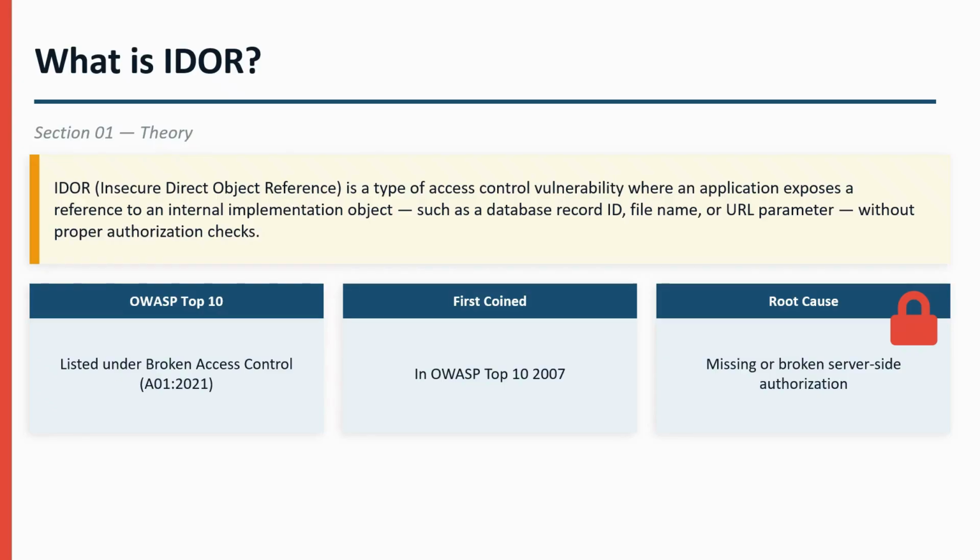IDOR falls under Broken Access Control, which is A01 in the OWASP Top 10 for 2021, meaning it's ranked as the single most critical web application security risk. It was first formally named back in 2007, so this isn't a new problem. It's just one that is continuously happening, but it is also widely overlooked. And the root cause is almost always the same: a missing or broken server-side authorization logic.